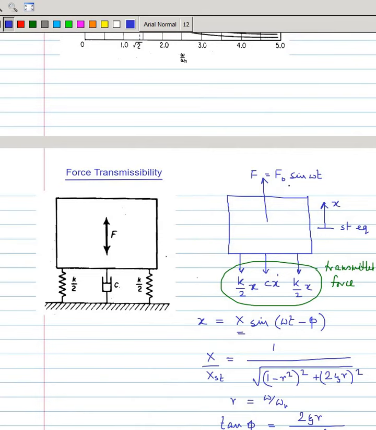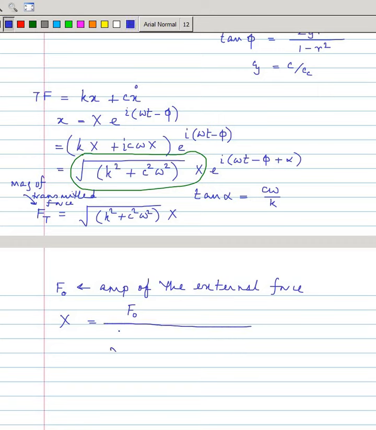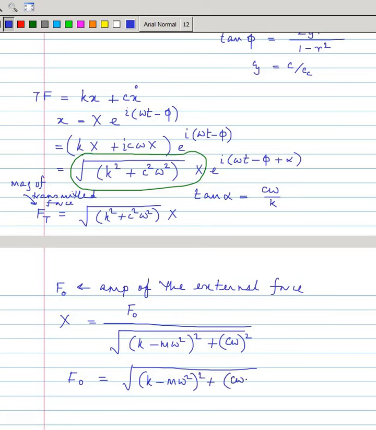What is F naught? This is the amplitude of the applied force. F naught is the amplitude of the external force, and we know that X is equal to F naught by root over k minus m omega square whole square plus c omega square, or F naught is equal to root over k minus m omega square whole square plus c omega square times X.